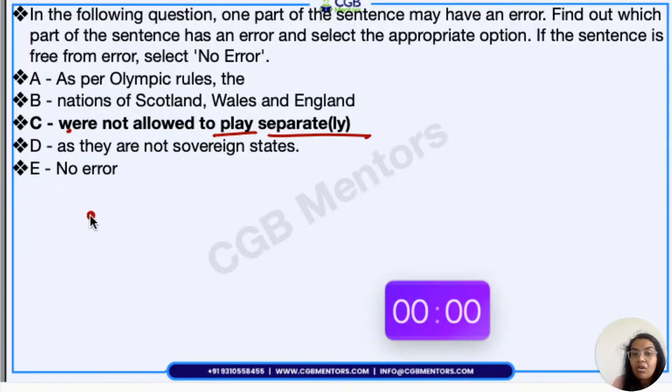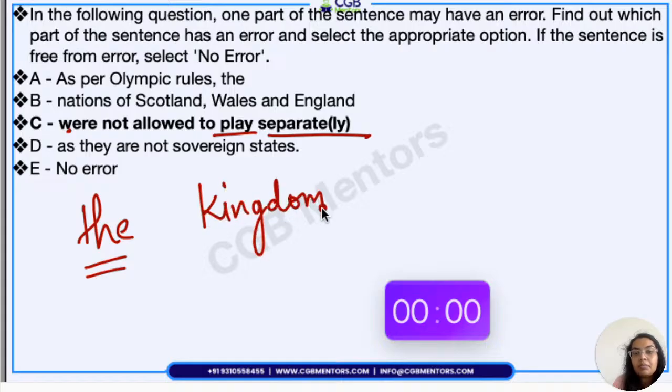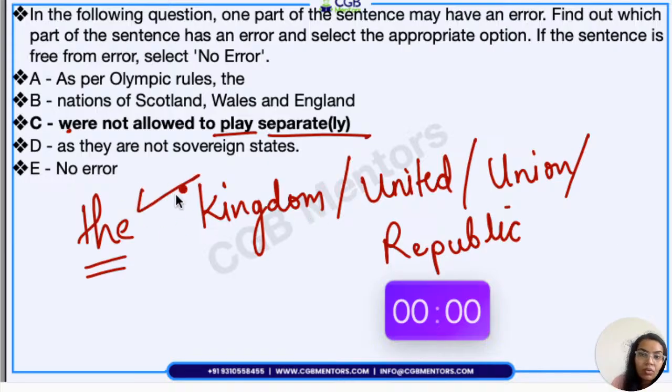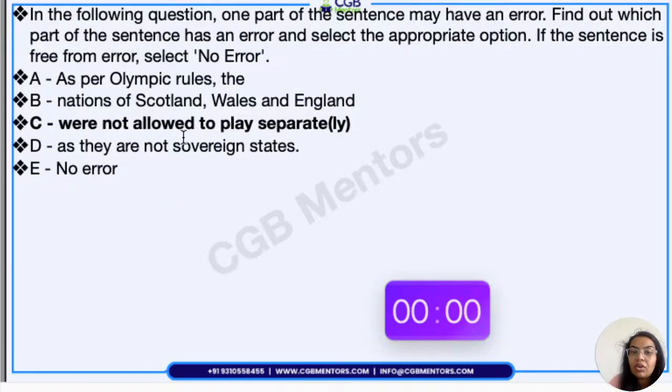We have a very strong, specific rule for using "the" before the names of countries or nations. It should have the word kingdom or united or union or republic. When any of these words are in the name of the country, then only you use "the", otherwise no. So they were not allowed to play separately as they were not sovereign states.